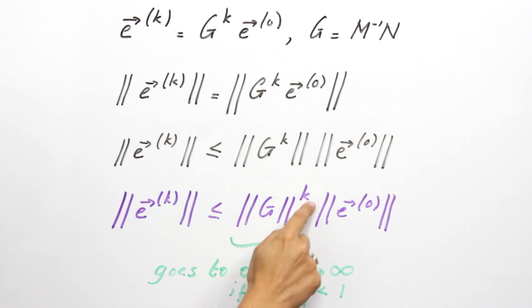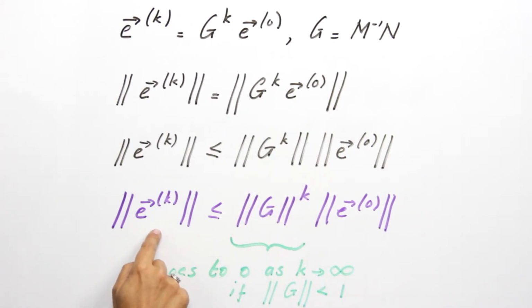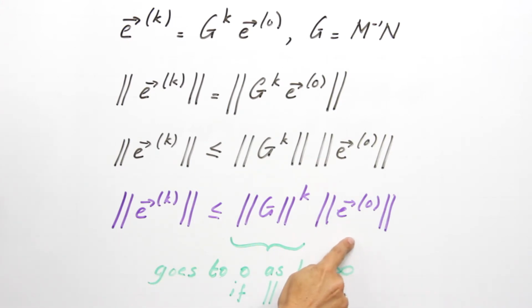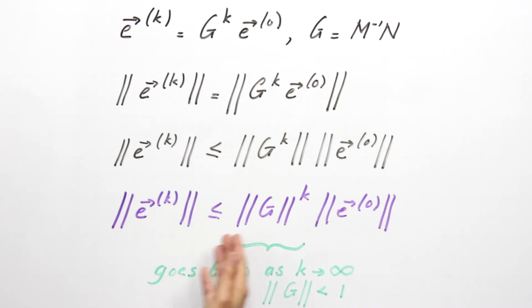Now when you look at this, you think, how can I make sure that this error will go to 0 as k increases? It's clear that independent of what E0 is, it will happen if the norm of G itself is smaller than 1. Say it's a half. The norm of G to the power k will then be a half times a half times a half times a half times a half. It gets smaller and smaller. And independent of the size of E0, at some point, this whole thing will go to 0.